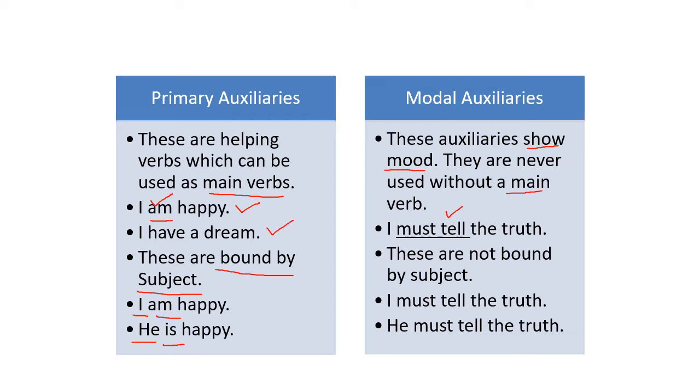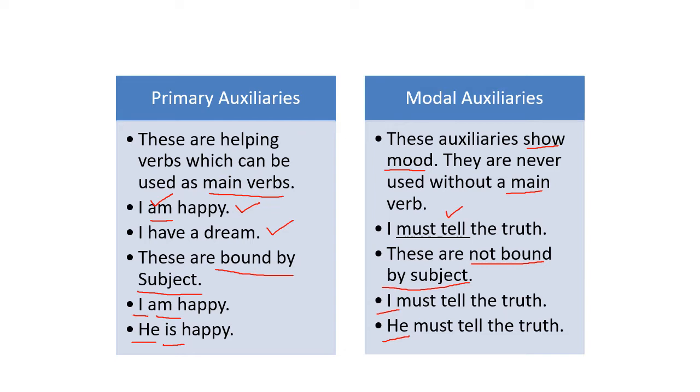Now let us look at the modal auxiliaries. Children, modal auxiliaries are not bound by subject. That simply means even if the subject changes, the modal auxiliary does not change. Its form does not change. So I must tell the truth. He must tell the truth. She must tell the truth. They must tell the truth. Whatever the subject is, the auxiliary will not change. But in case of primary auxiliaries with changing subject, primary auxiliaries do change.